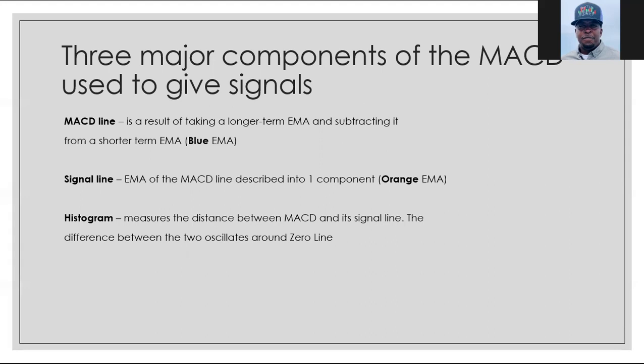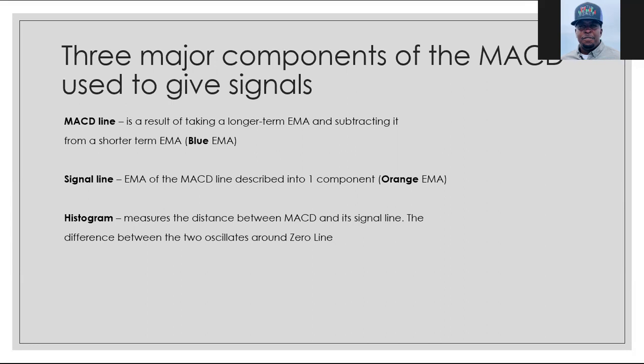All right, a little bit of history of the MACD. You have the MACD line, which is the result of taking a longer-term EMA and subtracting it from a shorter-term EMA. This is how you get calculations with the EMAs. So what you need to know is that your MACD is your blue line, your blue EMA.